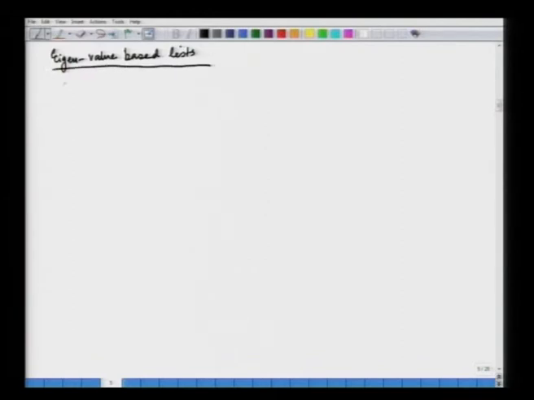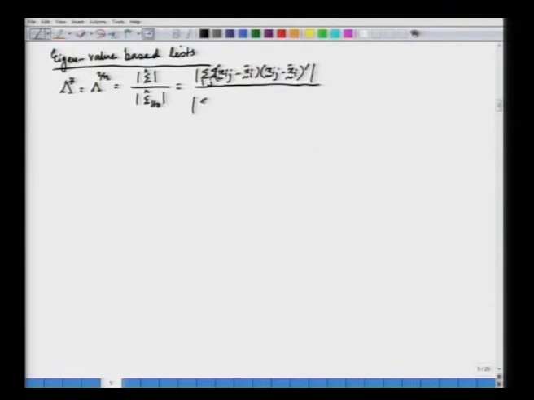For this, we once again recall what our Wilks lambda is. Lambda star is lambda raised to the power 2 by n, which was the ratio of the estimate of the variance covariance matrix in the unrestricted situation to the estimate in the restricted situation, and what we got was essentially the determinant of the matrix sum over i and j of Xij minus Xi bar times Xij minus Xi bar transpose, divided by the determinant of another matrix of the type sum of Xij minus X bar times Xij minus X bar prime.